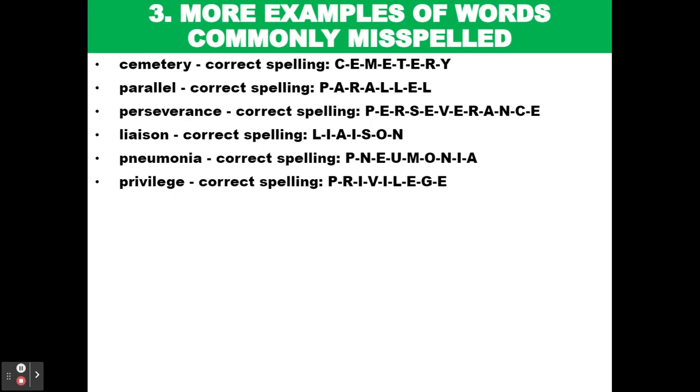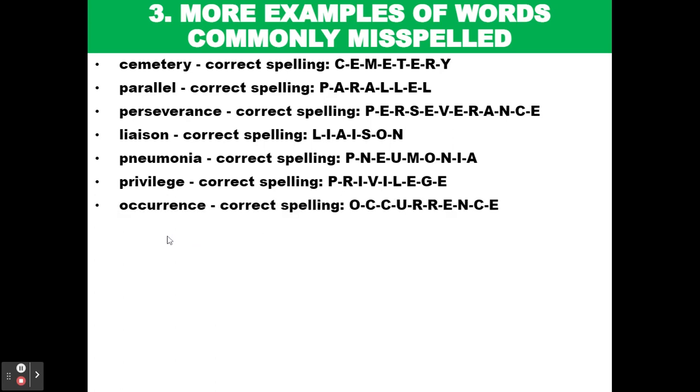Then the word privilege, we earlier saw it. Privilege. As I said earlier, people misspell this word by adding D before G, having knowledge in mind, and because this is privilege and it resembles knowledge, so people tend to add D before G, but then privilege doesn't have D before G.